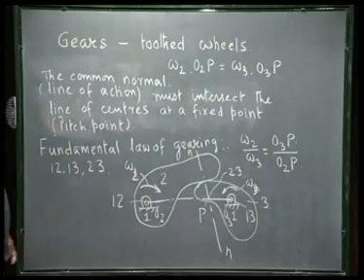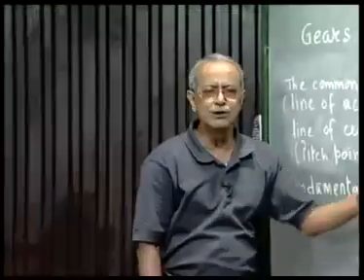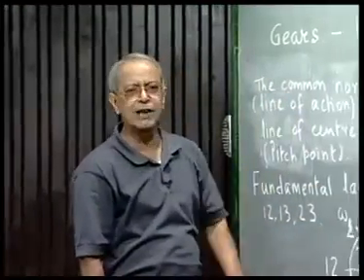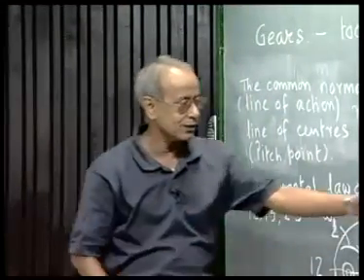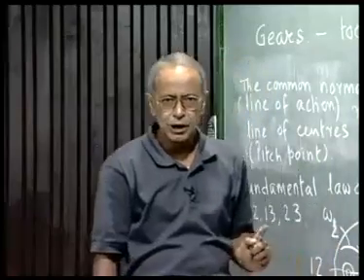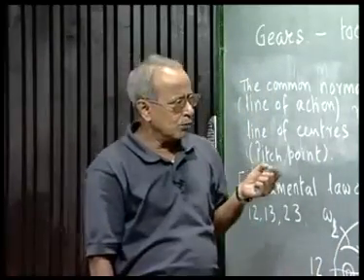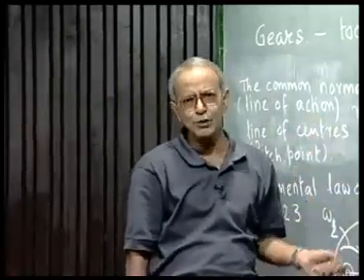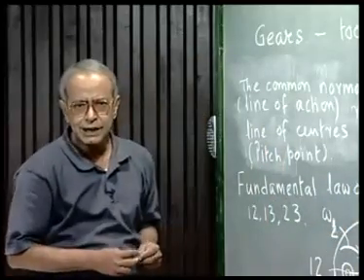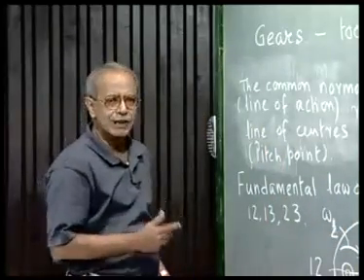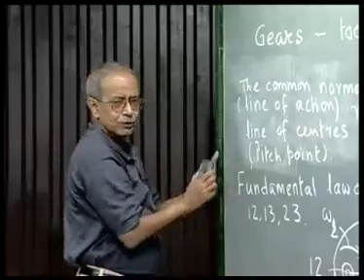Next we shall discuss that there are various profiles which are possible to maintain this fundamental law of gearing and maintain this constant angular velocity ratio. But as we know, most commonly it is the involute profile which is used for the gear tooth. Now let me see what is an involute.